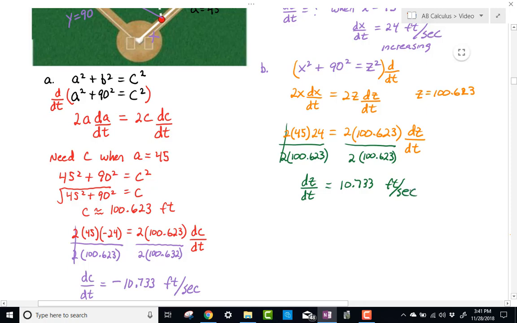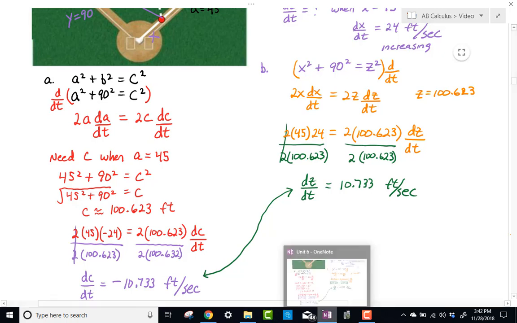Because he was halfway to first base. So the distance from third base is increasing at the same rate that my distance from first base was decreasing. Okay? So we would say that the batter's distance from third base is increasing at a rate of 10.733 feet per second when the batter is halfway to first base. Okay? So hopefully that makes sense there, and we'll keep moving along here.